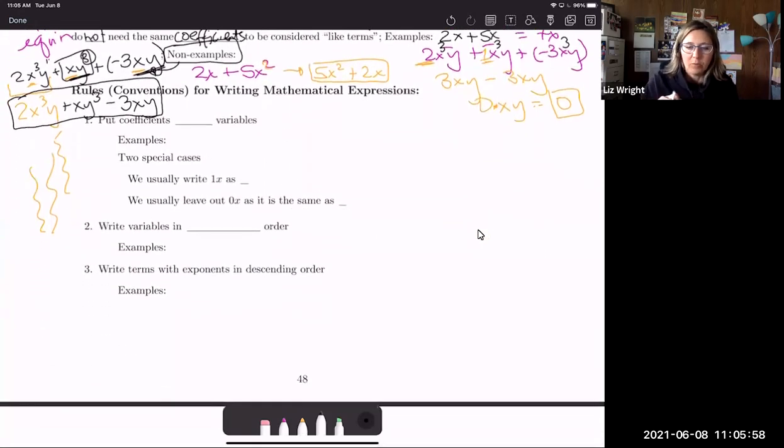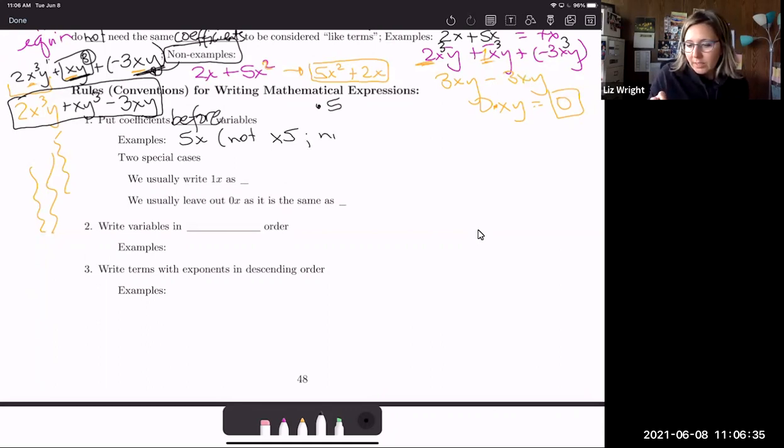Okay, so let's talk about rules and or conventions for writing mathematical expressions. So one convention is we put coefficients before the variables. So we would do something like 5x, not x5. And x5, the reason why we don't do that is because it kind of looks like multiplied by 5, and we don't want to get in the habit of that. So we're always going to flip it around and write 5x.